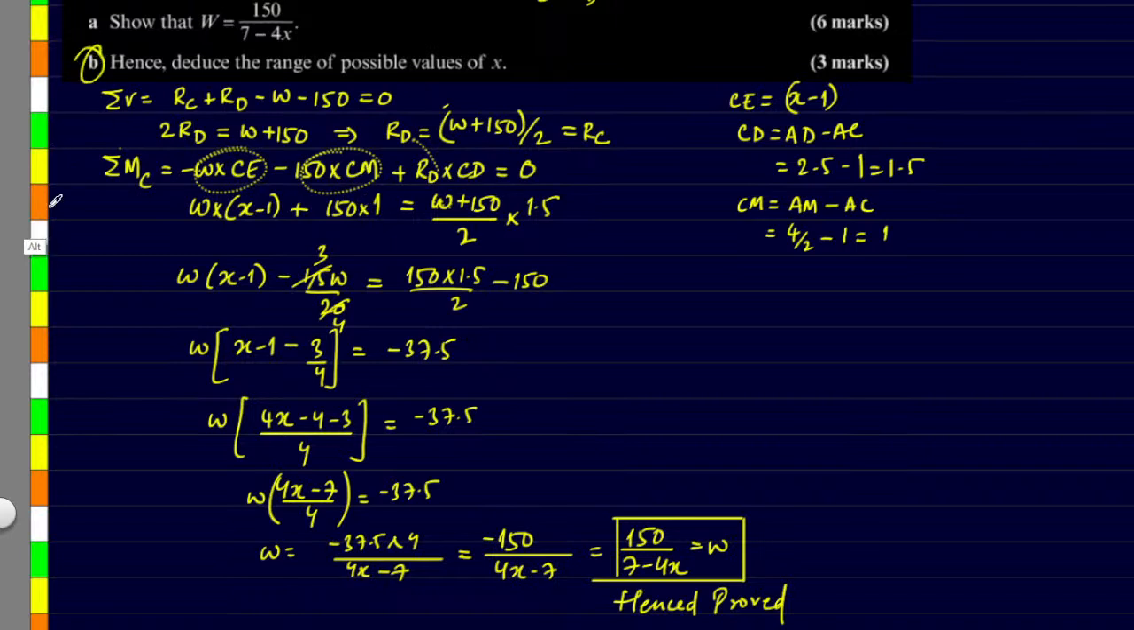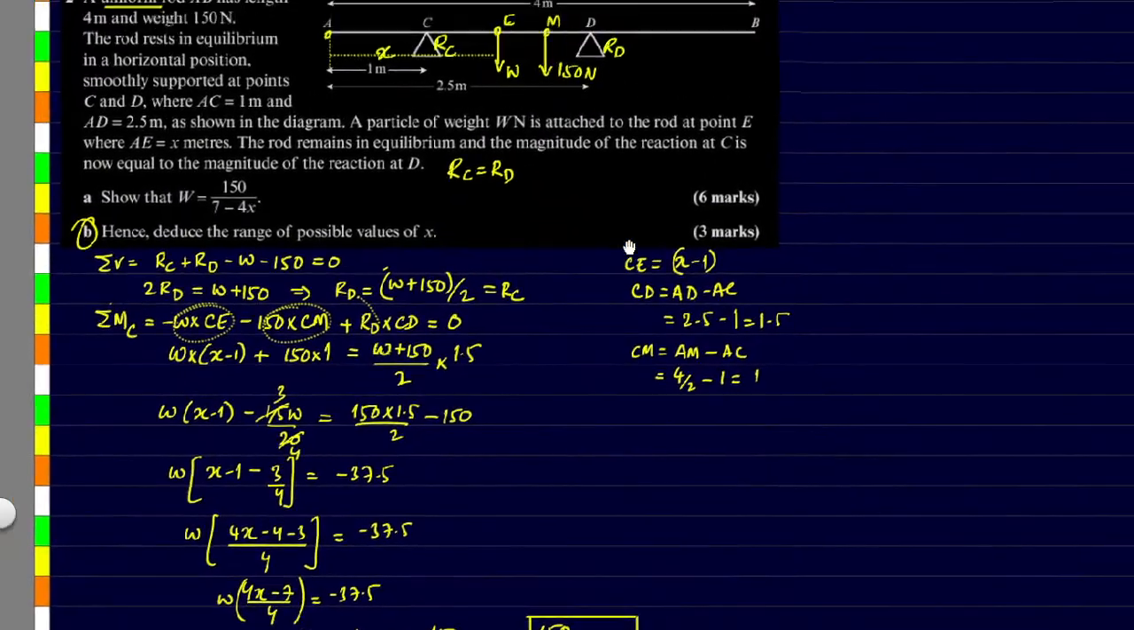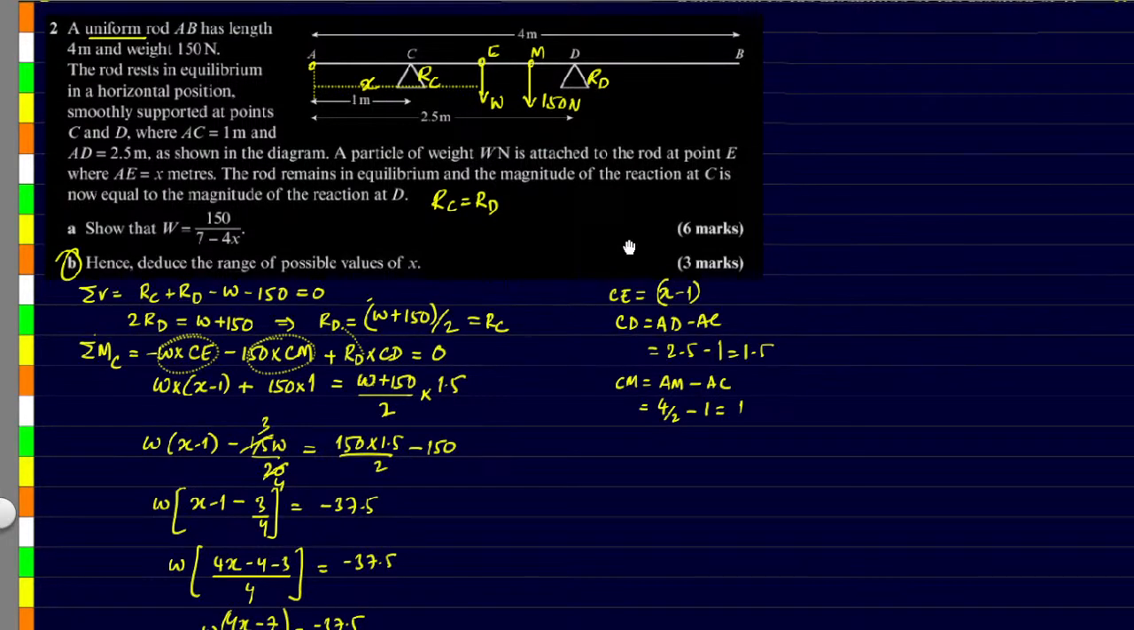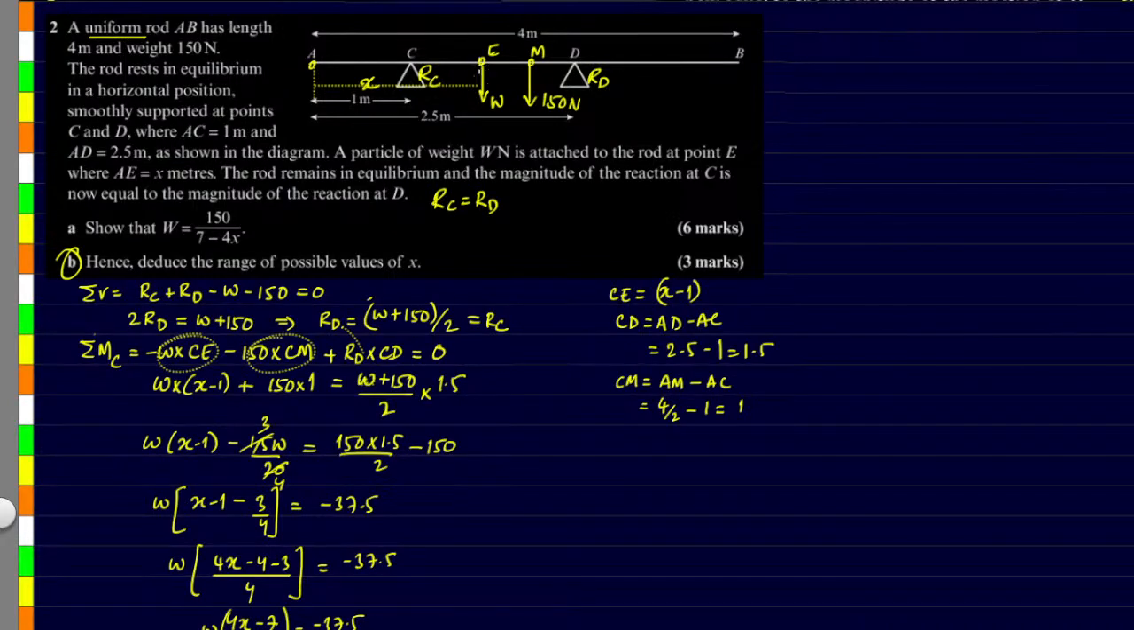The next bit, part B, is asking: hence deduce the range of possible values for x. So what possible values can x have? If this force here shifts in this direction, at some point it will tilt about C. And if this force shifts to the right side, at some point it will tilt about D. So both these points we need to find.